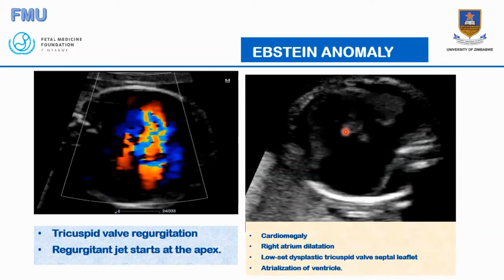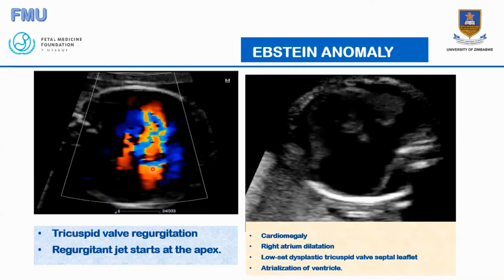Ebstein's anomaly is a condition whereby there is abnormal insertion of the tricuspid valve leaflet. Instead of the tricuspid valve leaflet inserting at the right level, it is inserted lower down, and the valves themselves become dysplastic. That means they don't open and close very well. As a result, they leak blood, with a lot of regurgitation. What you are seeing as the red thing there is a regurgitation jet.